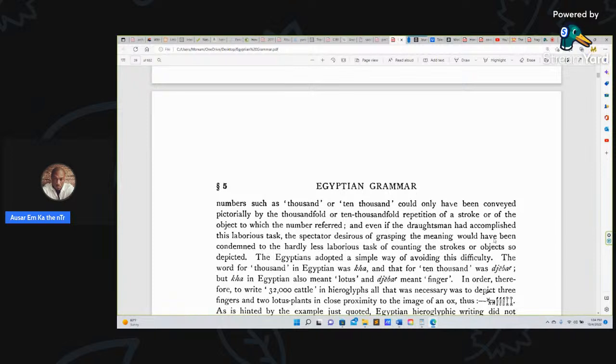And even if the draughtsman had accomplished the laborious task, the spectator, desirous of grasping the meaning, would have been condemned to the hardly less laborious task of counting the strokes or objects so depicted. And what they're basically saying is that they would make a picture to show you 1,000-fold or 10,000-fold, as opposed to having you count 10,000 strokes, right?